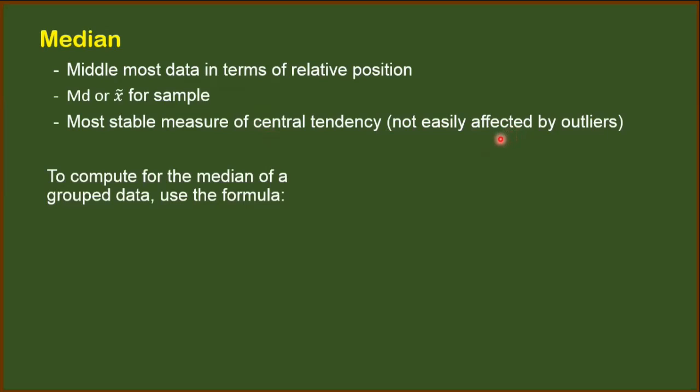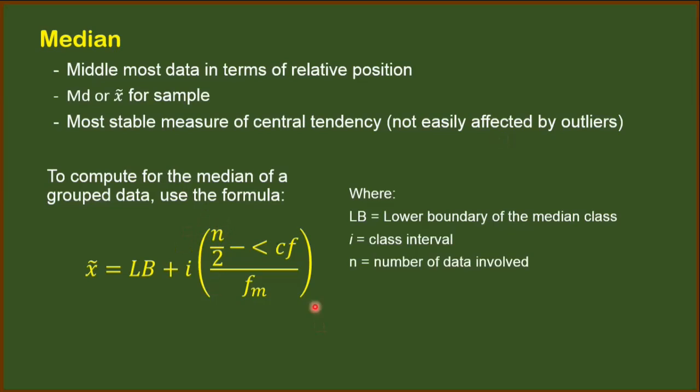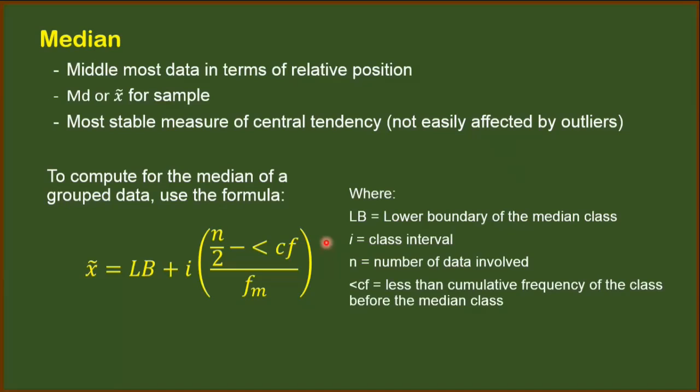So in getting the median for group data, we have to use this formula. We have X tilde is equal to LB, or the lower boundary of the median class, plus i, or the class interval. Open parenthesis, we have N over 2, where N stands for the number of data involved, minus the less than CF, or the less than cumulative frequency of the class before the median class. And finally, we have f sub m as the denominator of the fraction. It is the frequency of the median class.